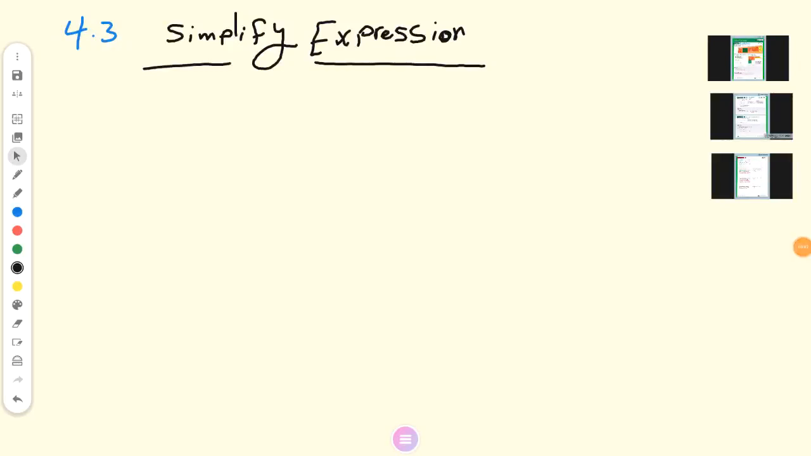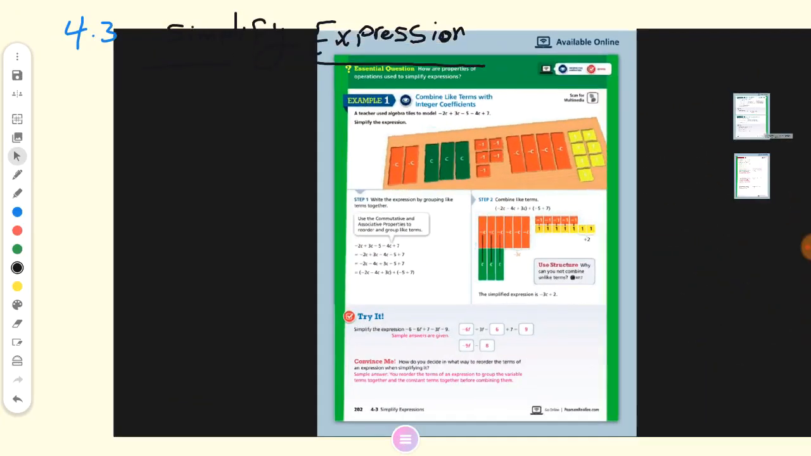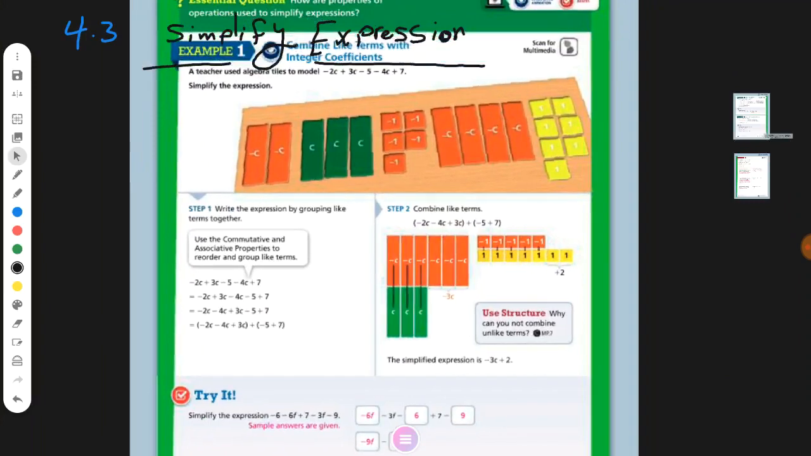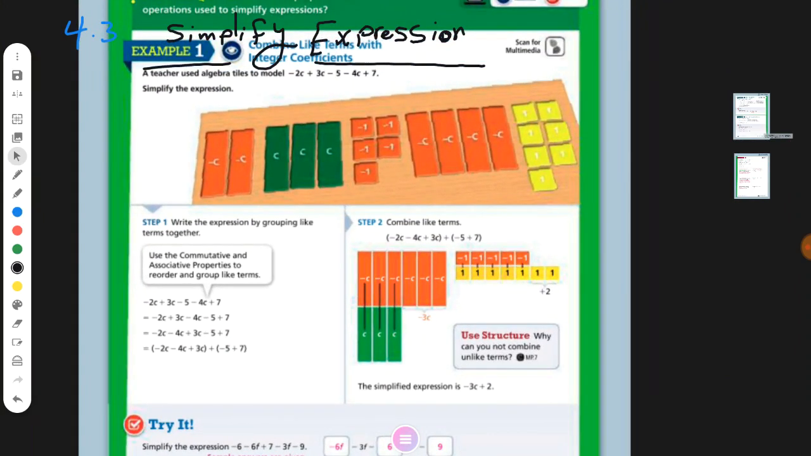Good day, everyone. Our lesson today is 4.3, which is talking about simplifying expressions, or simplifying algebraic expressions. As we said before, what is an algebraic expression? It consists of numbers and symbols. So if I have an algebraic expression and I want to combine it or simplify it, combine here is the same as simplify. Okay, how?